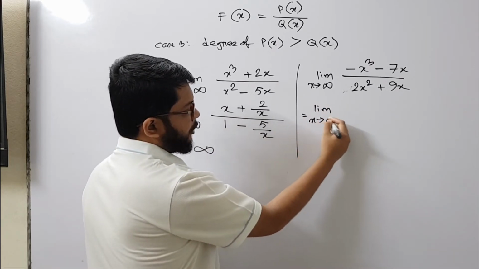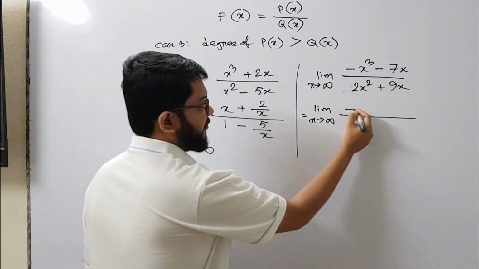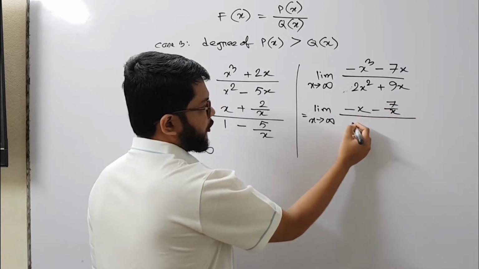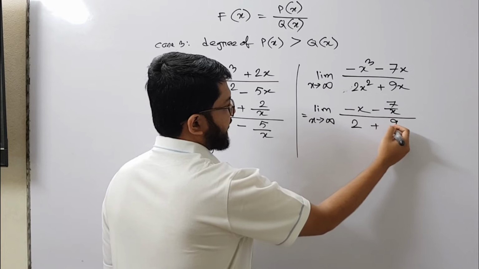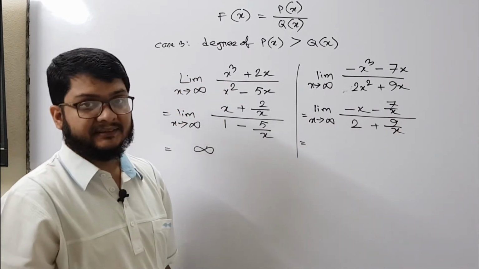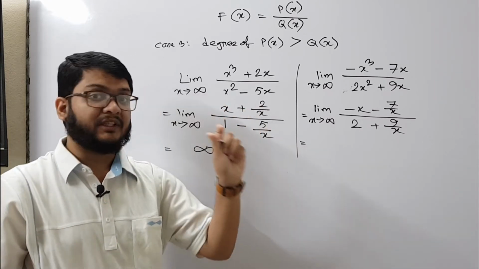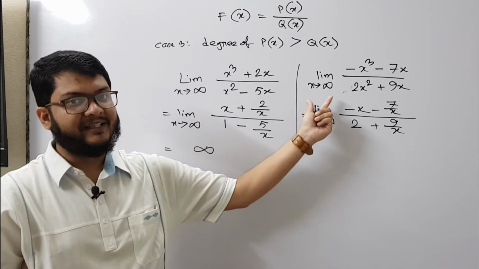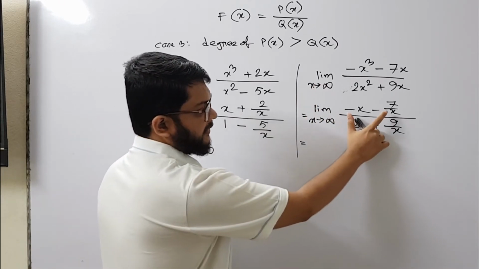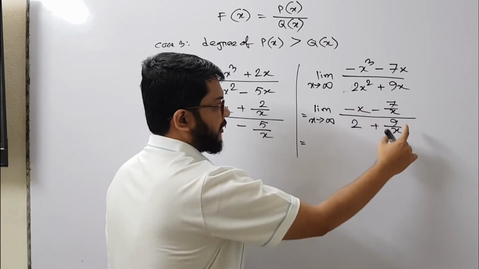We apply the same concept here. We divide both the numerator and the denominator by x squared. So we will get negative x minus 7 divided by x, and then 2 plus 9 by x. Now using the concept that we already discussed, that the limit as x tends to infinity of a constant divided by x to the power n is equal to 0, which was written here a bit ago, we can say that this value is going to be 0 and this value is also going to be 0.